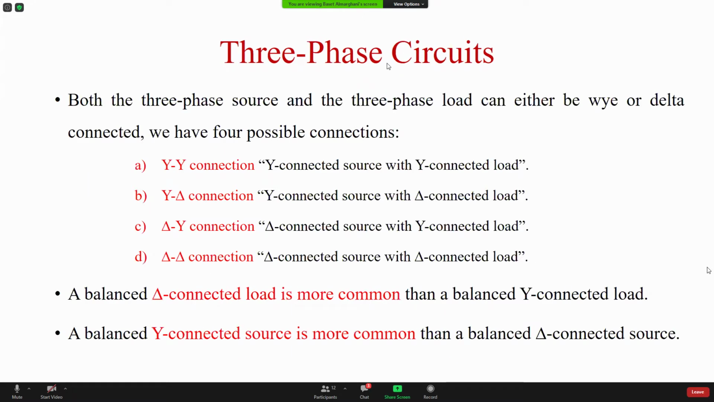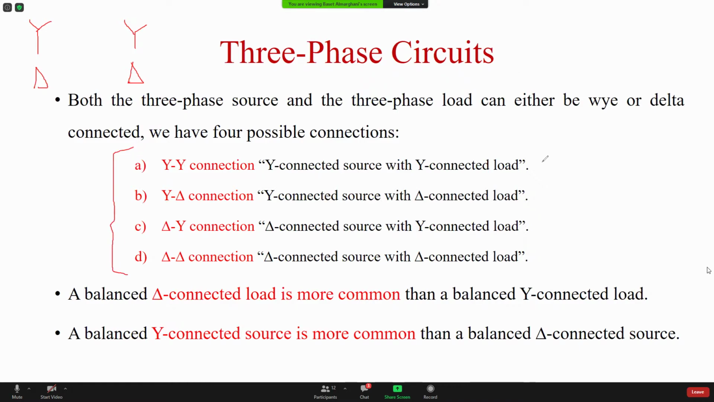Because we have two options for the source, it can be connected either Y or delta. The load can be connected either Y or delta. So as a circuit, source and load, you can have YY, Y-delta, delta-Y, delta-delta. YY means the source is connected Y and the load is connected Y. Y-delta means the source is connected Y and the load is connected delta. So I have 4 options. We're going to go through these 4 options.